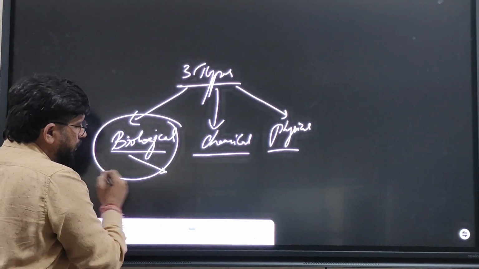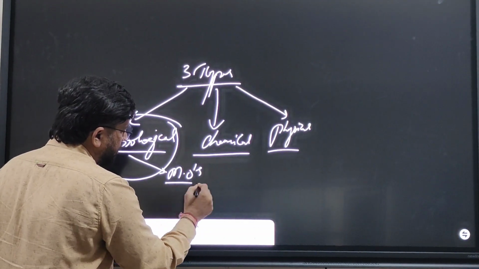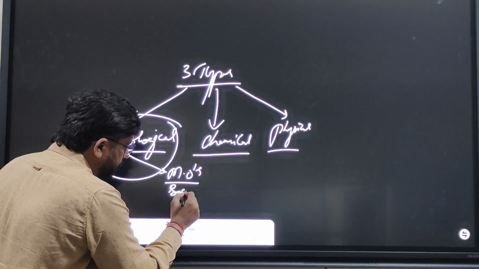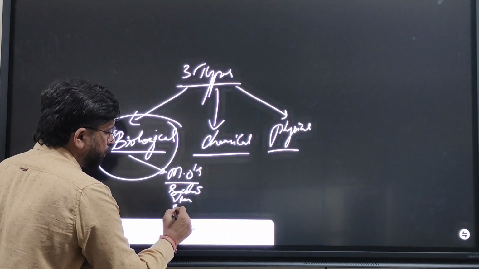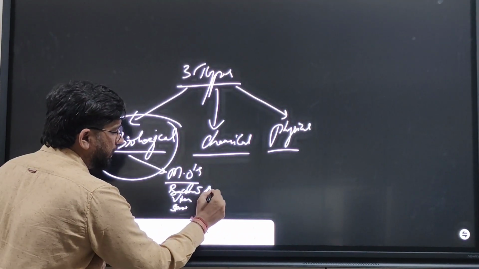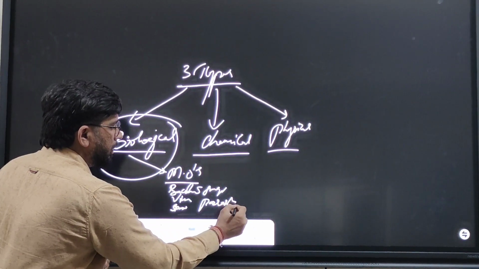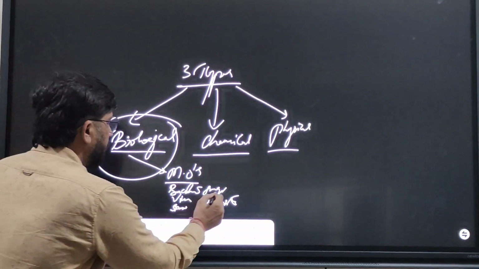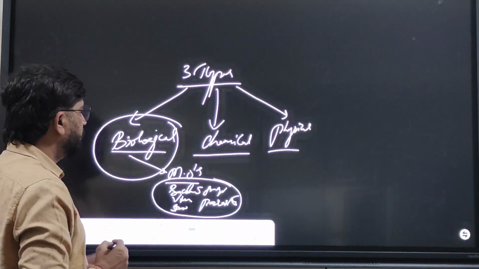So what is the biological mode of contamination? It is the contamination caused by microorganisms. This might be bacteria, viruses, spores, fungi, parasites, etc. These are some of the major contaminants of biological means.